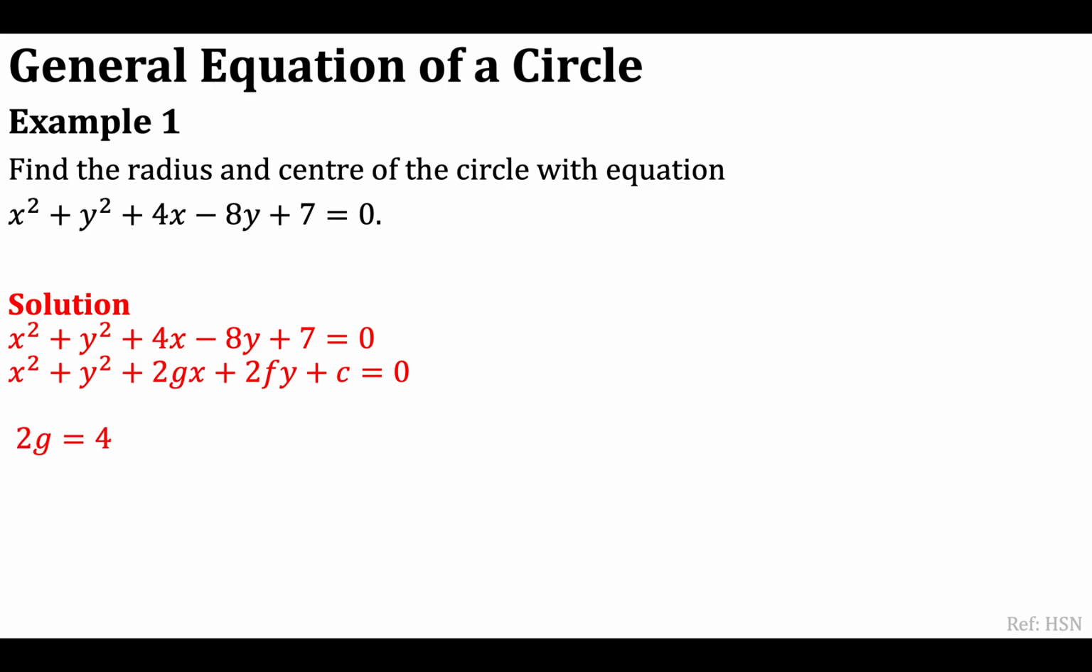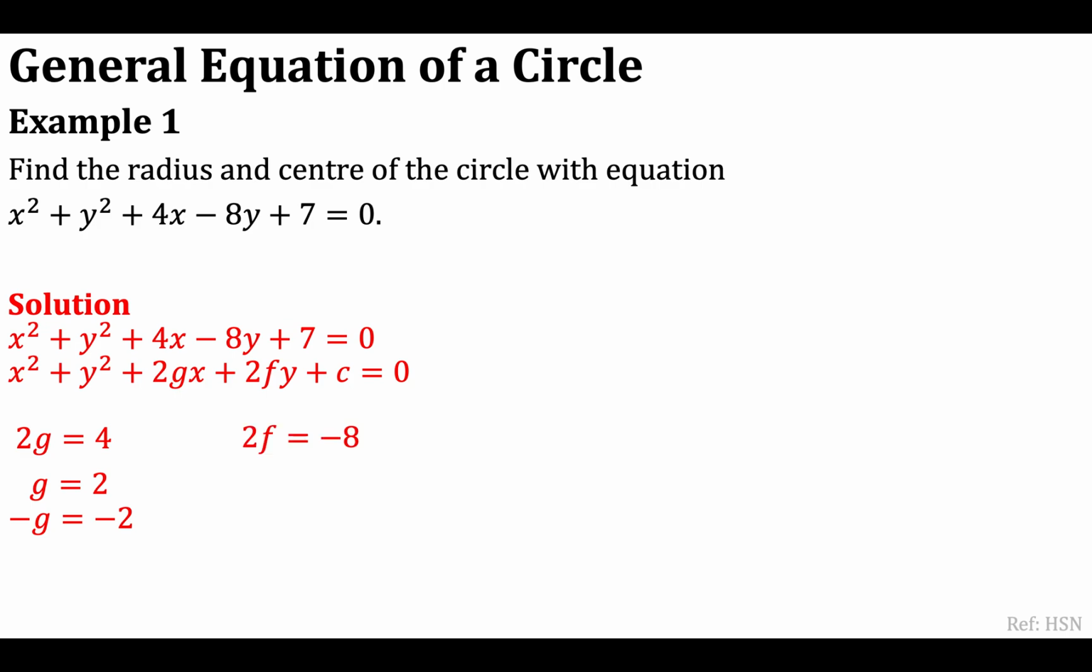So if I firstly look, equating coefficients here, I've got 2g is equal to 4. So I can see that from this part here. g is equal to 2, but I'm interested in negative g. So negative g is equal to negative 2. And that is the x-ordinate of my centre point.